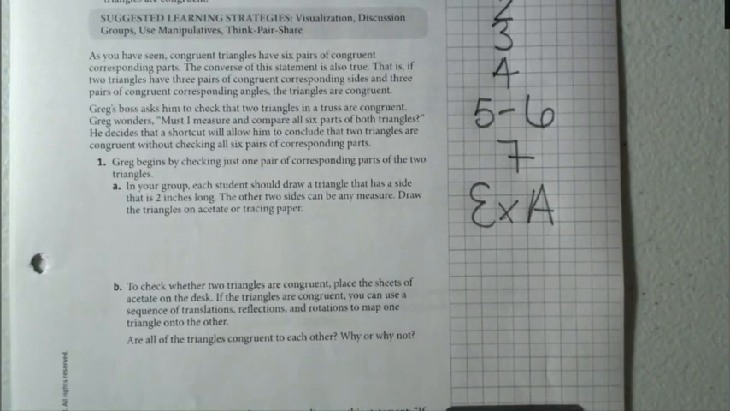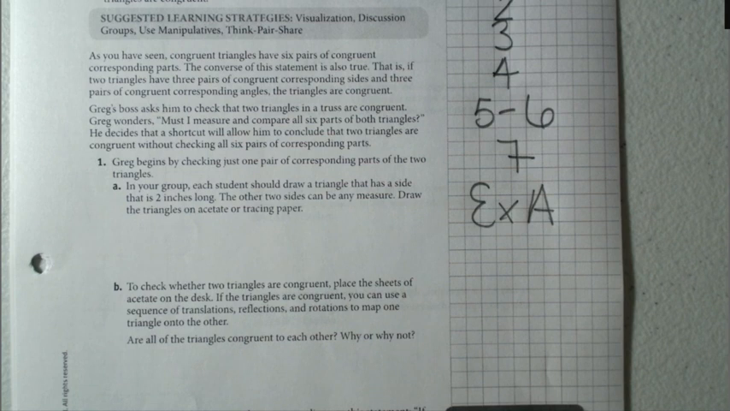As you've seen, congruent triangles have 6 pairs of congruent corresponding parts. The converse of this statement is also true. That is, if 2 triangles have 3 pairs of congruent corresponding sides and 3 pairs of congruent corresponding angles, the triangles are congruent. Greg's boss asked him to check that 2 triangles in a truss are congruent.